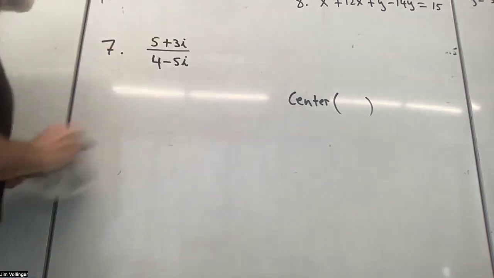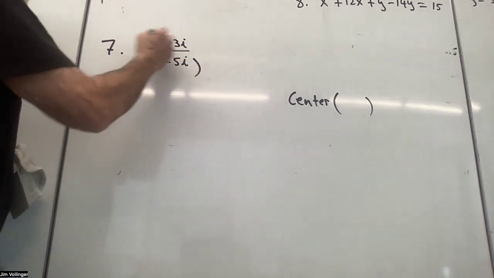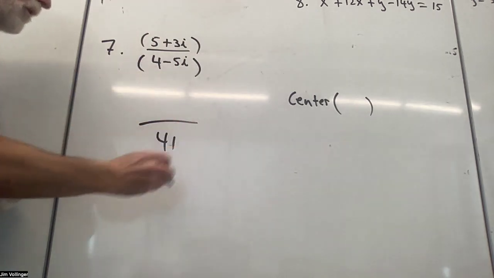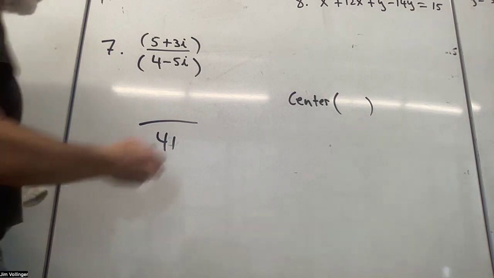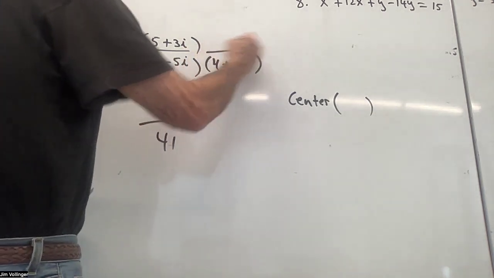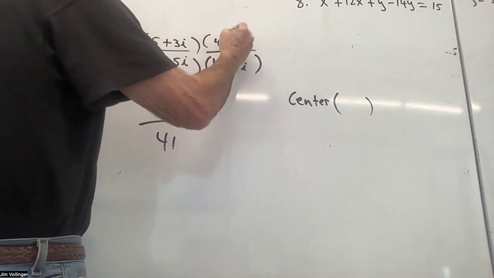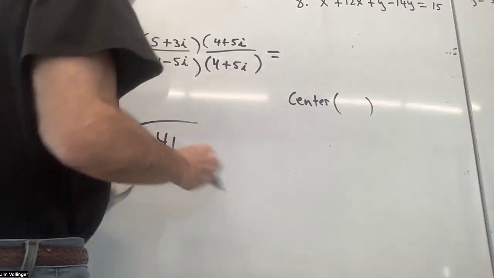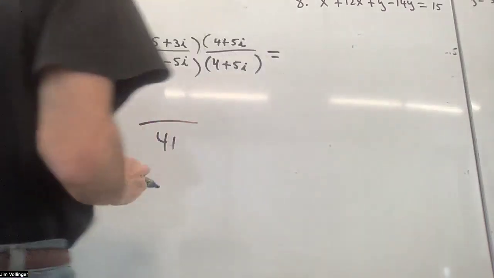Don't need that anymore. This is a conjugate. So if you look for the shortcut, 16 and 25 is 41. You're going to see 41 show up. We're going to do 4 plus 5i, 4 plus 5i. Okay, and let's do it over here. I'll remember to write the word center in a minute.